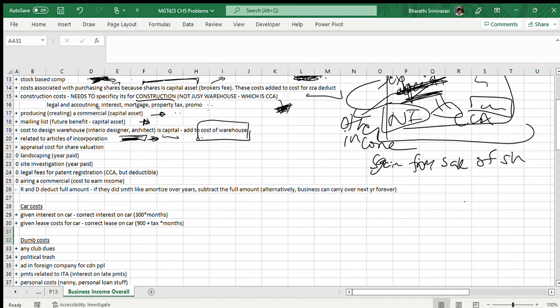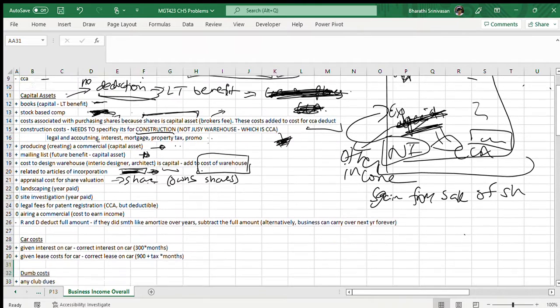Another thing is appraisal cost for share valuation. Remember that's related to shares. If these are your own shares and you're appraising them, it would be considered a capital cost because they're our own shares. This would be different from if we were issuing shares, which is something different that we'll go over next. This one is just valuing our shares, and that's fine.